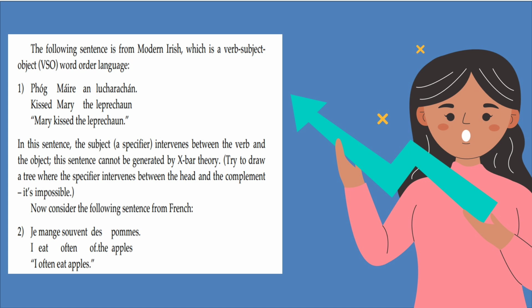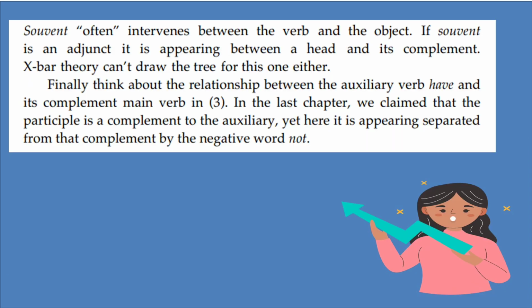It's impossible. Now, consider the following sentence from French. "I eat often of the apples." I often eat apples. Souvent, 'often', intervenes between the verb and the object. If souvent is an adjunct, it is appearing between a head and its complement. X-bar theory can't draw the tree for this one either.